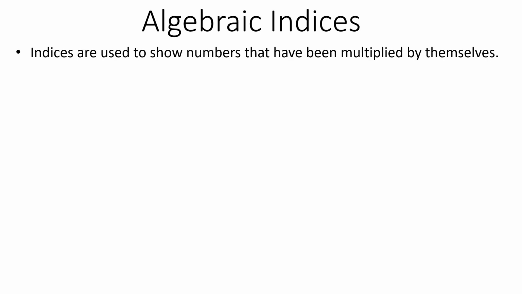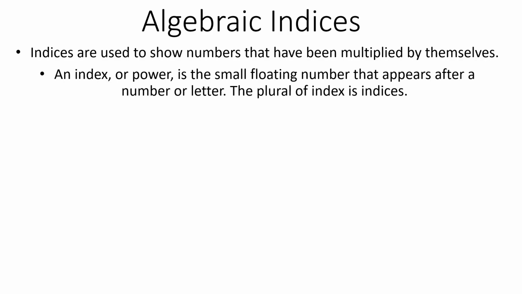Now, what are indices? They are simply the numbers which we write to represent how many times one particular number is getting multiplied. So, indices are used to show numbers that have been multiplied by themselves. An index or a power is the small floating number that appears after a number or a letter. The plural of index is indices. So the singular form is index and the plural form is indices.